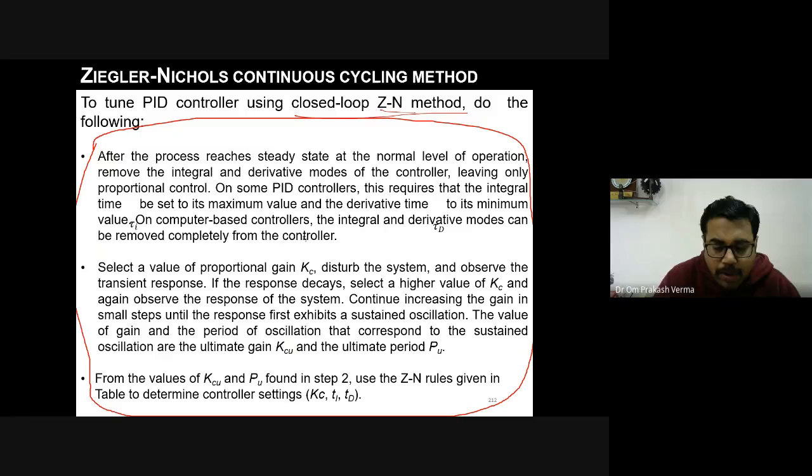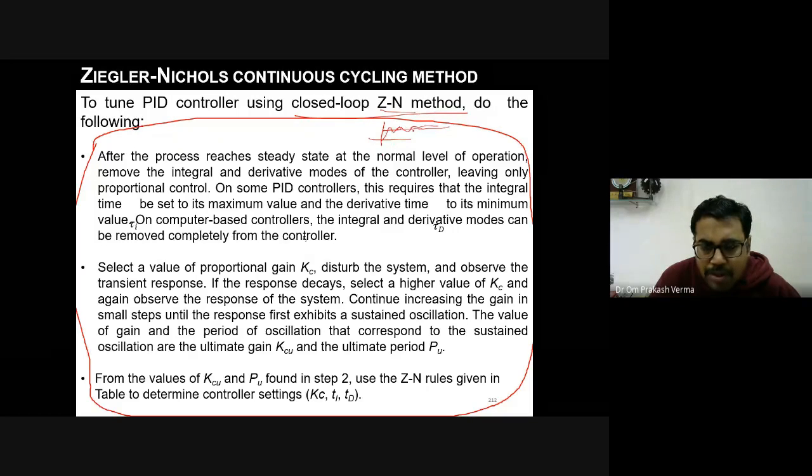कैसे find out करें, see, initially आपको क्या करना है, first you have to wait for the process, let's say you have started some process, okay, and after some time, after an interval of time, this process is going to settle, ठीक है. So when the process is going to settle, or you can say achieve the steady state value, or you can say the normal level of operation, then remove any other modes. Other modes means other controller modes, except the proportional controller.